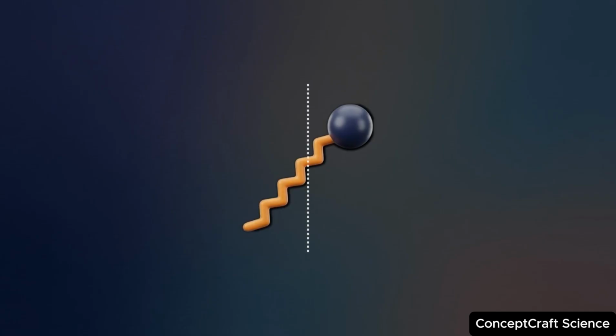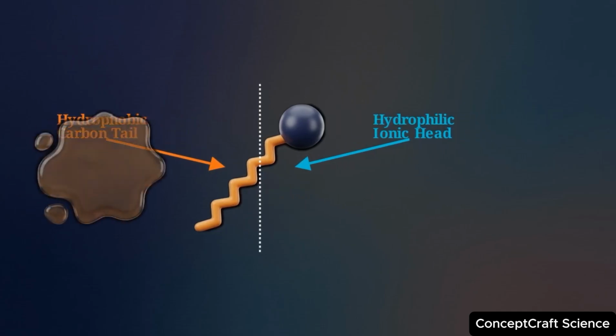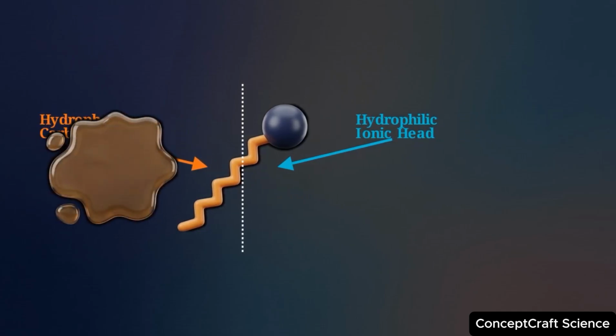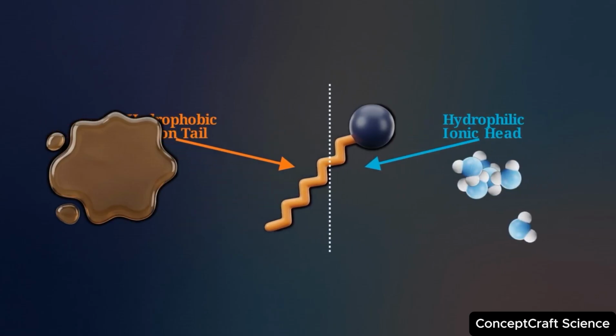To see how this works, we can look at this diagram of a single soap molecule. Notice how it is split into two very distinct halves. On one side, you have a long, zigzagging carbon tail, and on the other, an ionic head. These two halves have completely opposite personalities. The carbon tail is hydrophobic. It aggressively avoids water and seeks out oil. Meanwhile, that ionic head is hydrophilic, meaning it readily interacts with water.